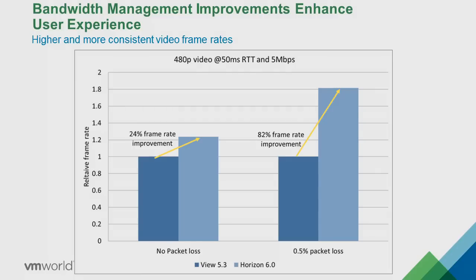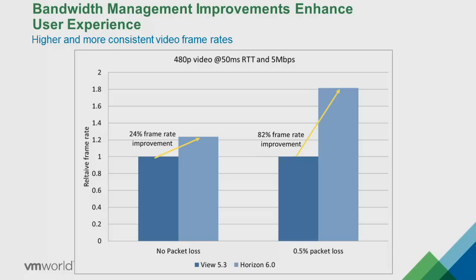From a bandwidth enhancement perspective, we really worked to optimize the bandwidth settings so that it provides a higher frame rate under congested and lossy networks. In this example, we set up a network with 5 megabits per second and 50 milliseconds of latency, not atypical of a WAN environment. On the left-hand side, we compared View 5.3 in the dark blue with Horizon 6.0 in the light blue, and we got a 24% frame rate improvement.